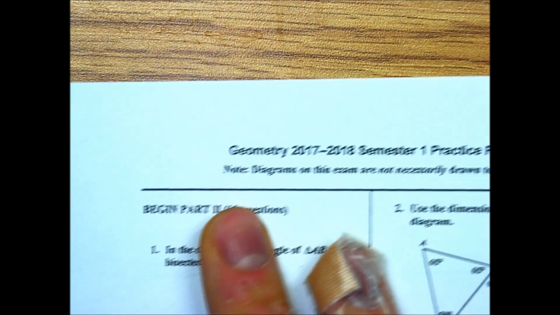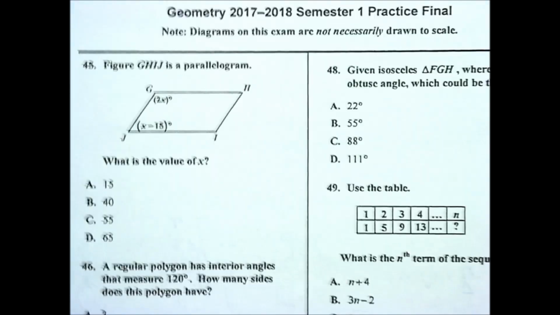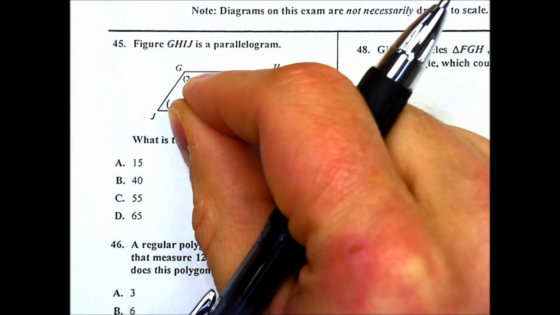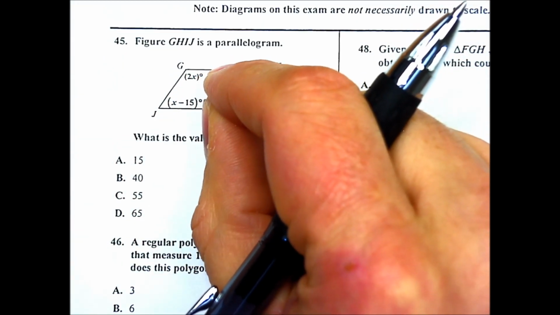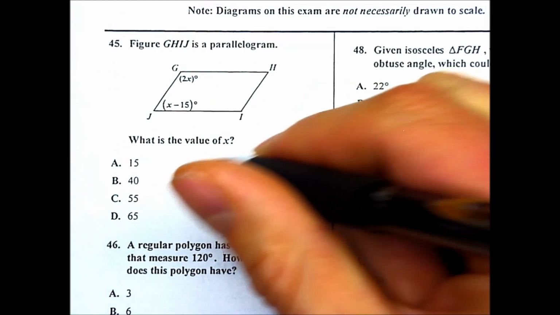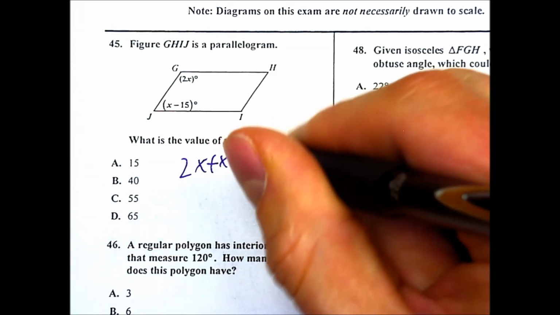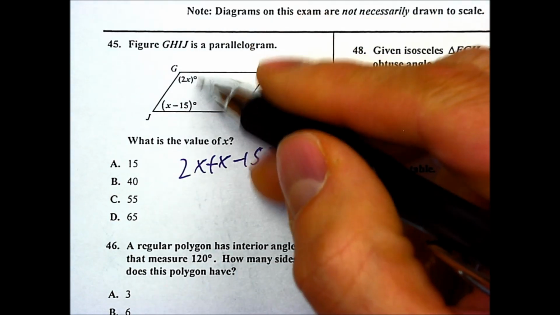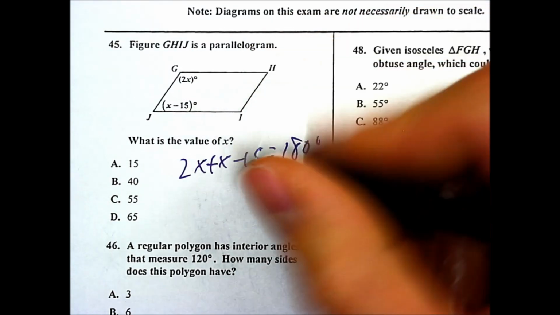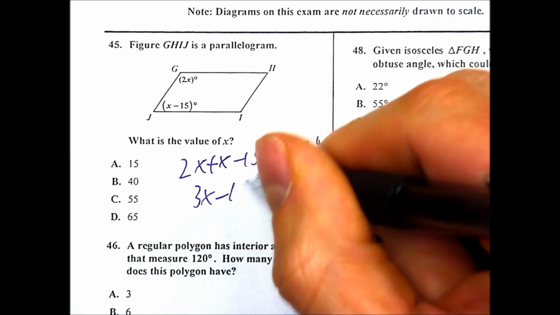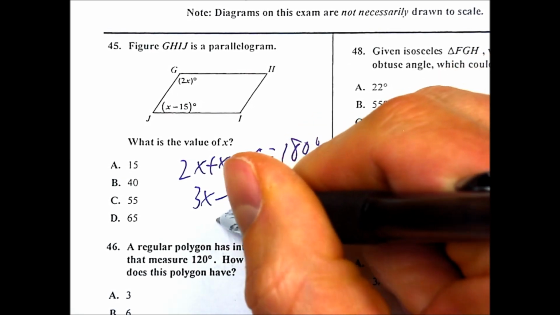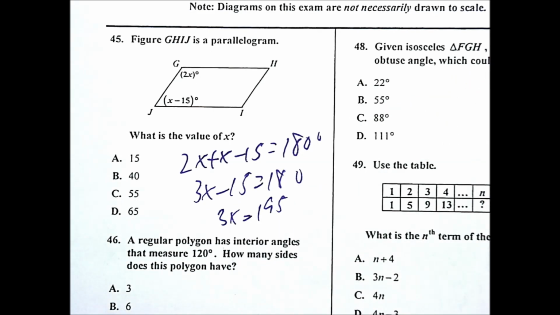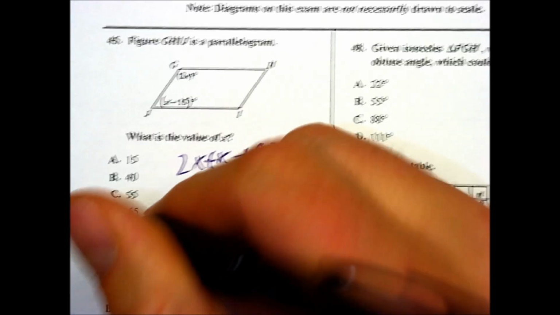All right, question 45. The angles on a parallelogram, adjacent angles, consecutive angles actually, same side interior, are supplementary. So 2x plus x minus 15 is equal in value to 180 degrees. This again applies to all parallelograms. The adjacent angles or consecutive angles are supplementary. So 3x minus 15 should be equal to 180. 3x is equal to 195. 195 divided by 3 is going to yield my answer, which is 65 degrees.